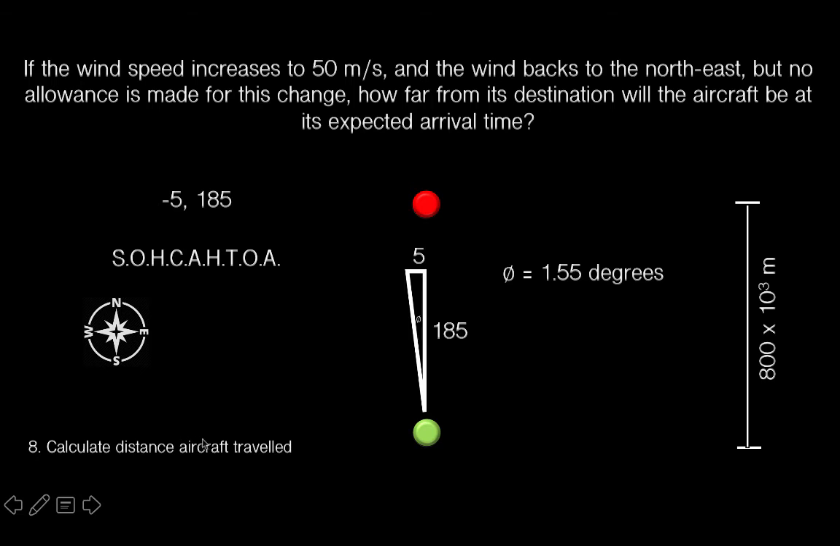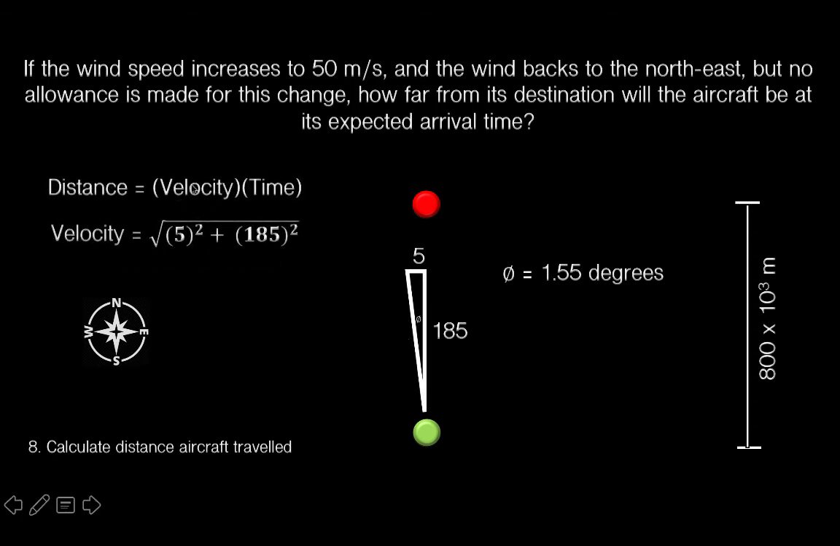Now we're going to calculate the distance the aircraft has already traveled. And in order to do that, we're going to use the distance and time formula again. Distance equals velocity times time. The velocity in this case is actually the magnitude of the components of the resultant vector. So the velocity is 5 squared plus 185 squared, and then we take the square root. We actually get 185 again. So the velocity is 185 meters per second.